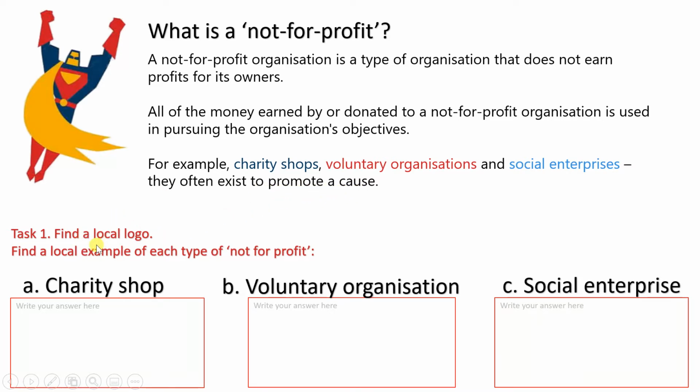What better way to find out what's what in these 3 types of not-for-profits than by going logo shopping? Find a local example of each type of these not-for-profits: A, a charity shop; B, a voluntary organisation; and C, a social enterprise. And newsflash, they all need to be 3 different organisations.